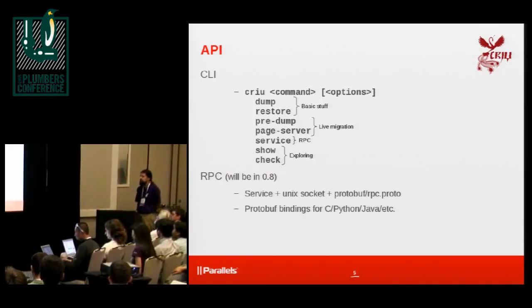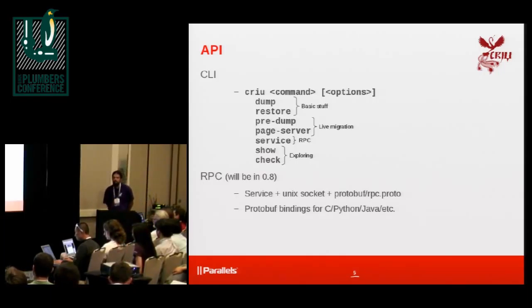Using one, currently programs can request to dump themselves, for example. And since protobuf bindings exist for a variety of languages, we are not limited with C only, so we can use it with Python, Java, and so on. I have a demo. I'll try to show it to you.